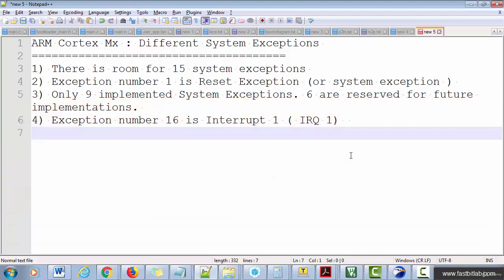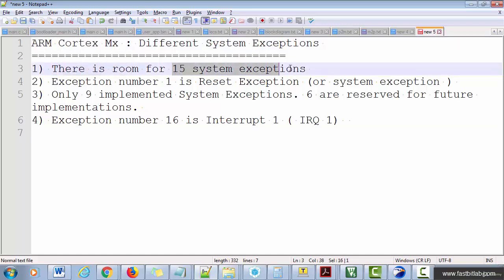So in the previous lecture, you saw that there are 15 system exceptions and 240 interrupts or external exceptions. And now in this lecture, let's explore different system exceptions. So remember that in ARM Cortex-M processors, there is room for 15 system exceptions.